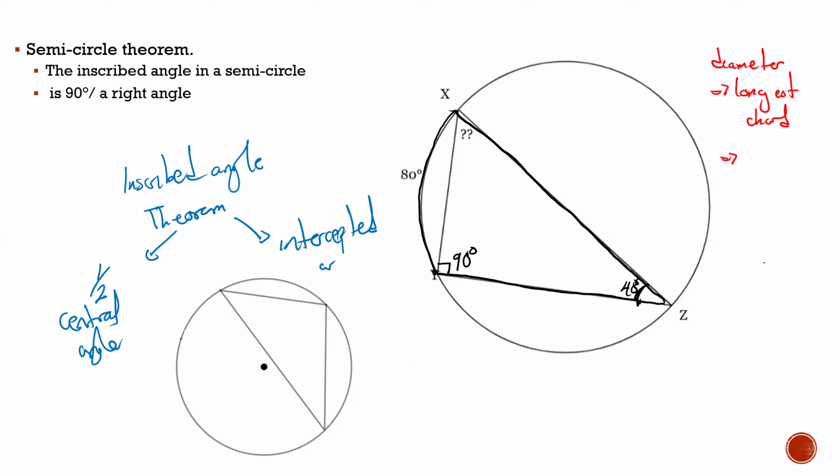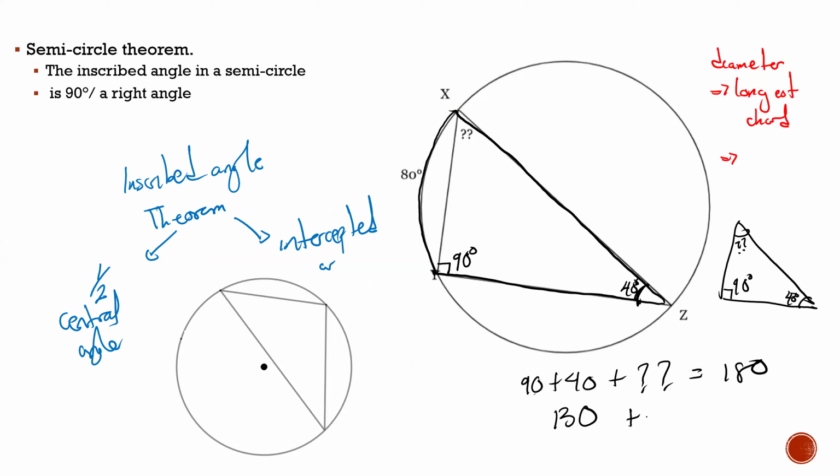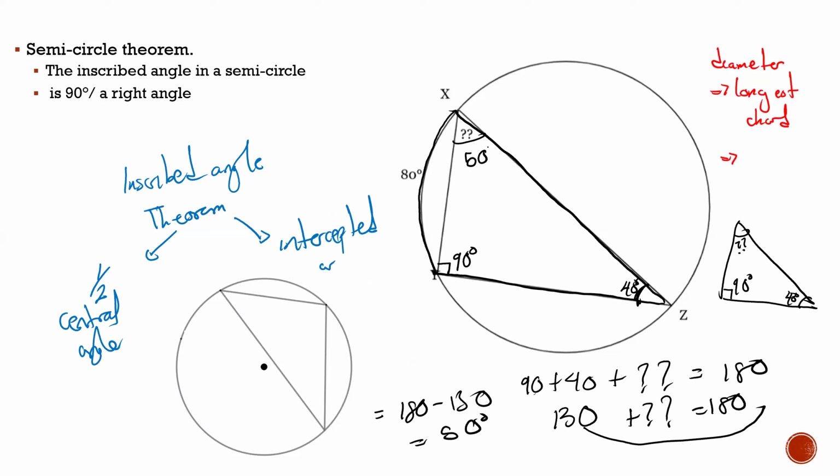Now, if you look at this now, this is a triangle, right? If you take this out, this is a triangle. We have 40 degrees. We have 90 degrees. The sum of angles in a triangle is 180. So let's say this one, we don't know what this is. So we have 90 plus 40 plus whatever this is. It's supposed to give us 180. Okay, 90 plus 40, that is 130, plus something, should give us 180. We can move 130 to the other side. That is 180 minus 130. That gives us 50 degrees. So it means that this angle that we're looking for is 50 degrees.